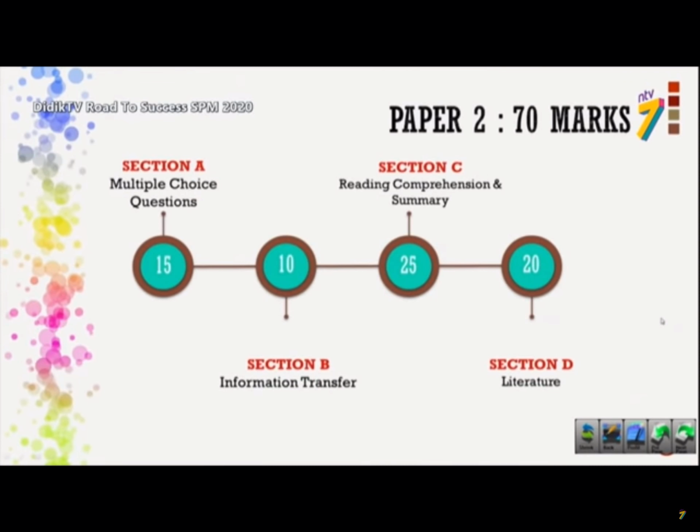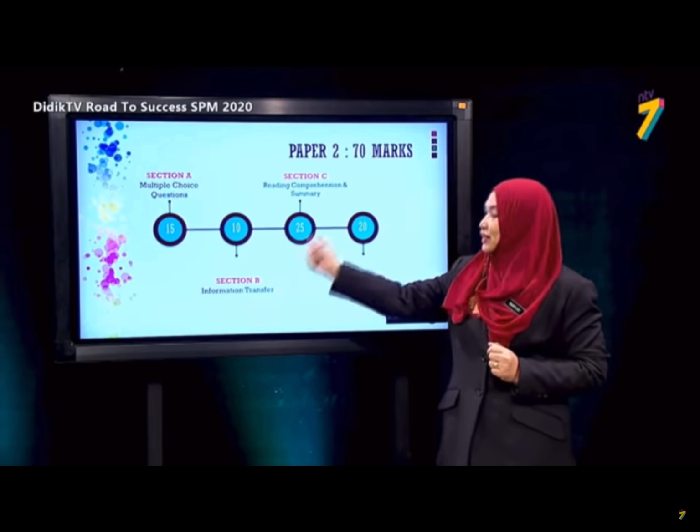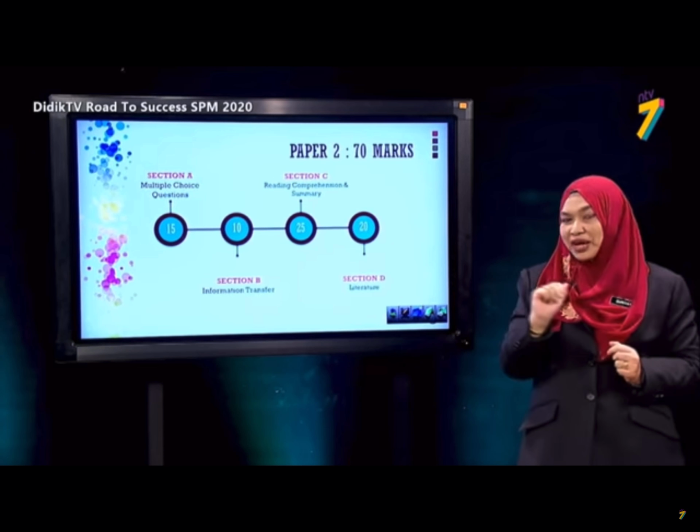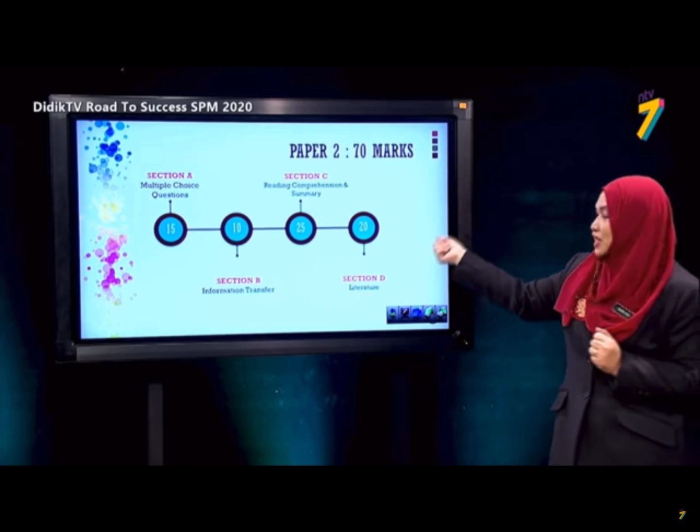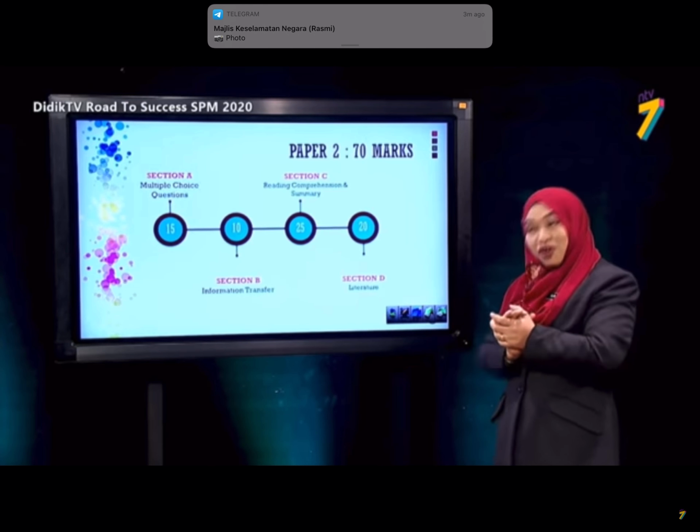So paper 2, the full mark is 70 marks. For section A, we have multiple choice questions, 50 marks. Section B, we have information transfer, 10 marks. Section C, we have reading comprehension, sum and summary, 25 marks, the most mark for paper 2. And finally, section D, we have literature, poems and novel.